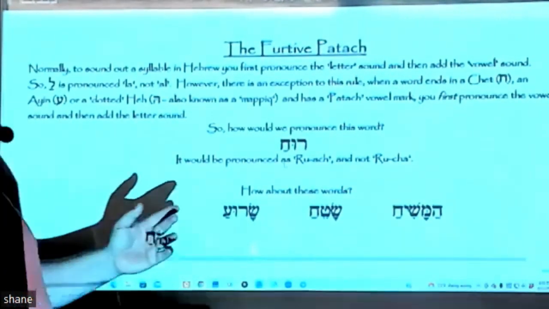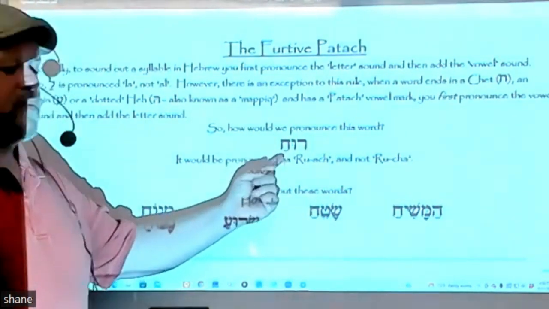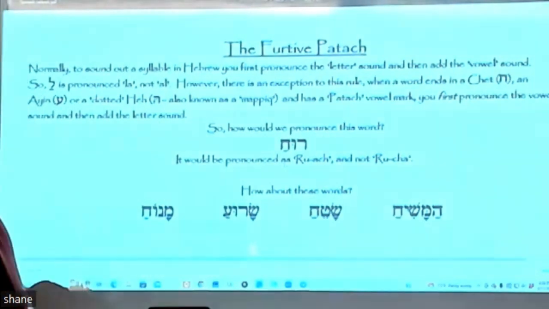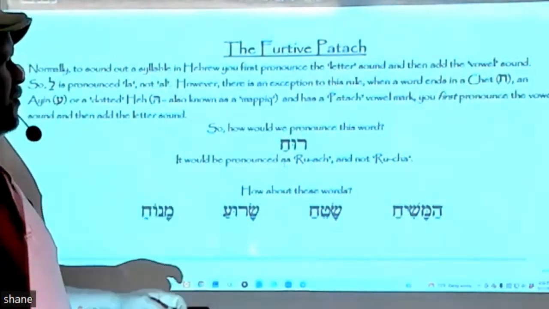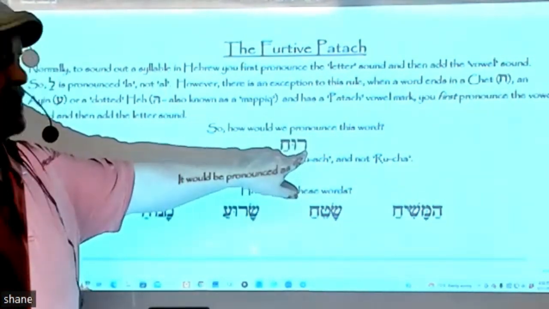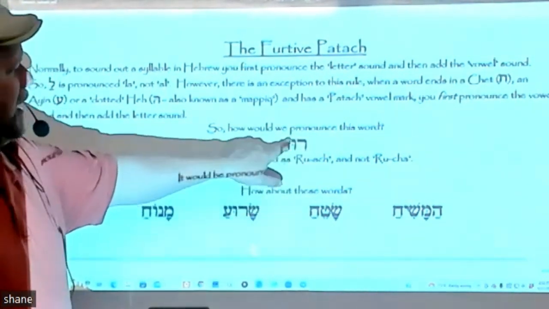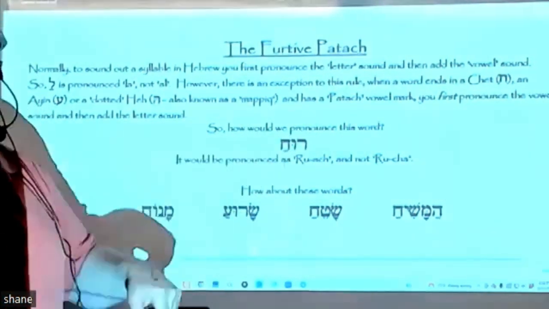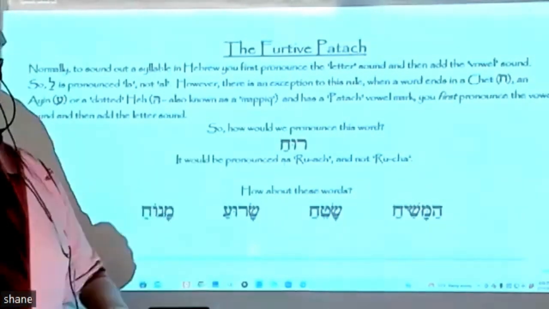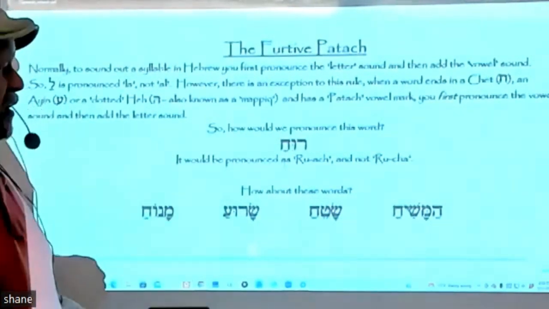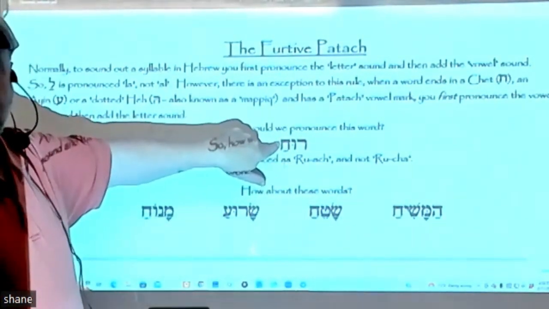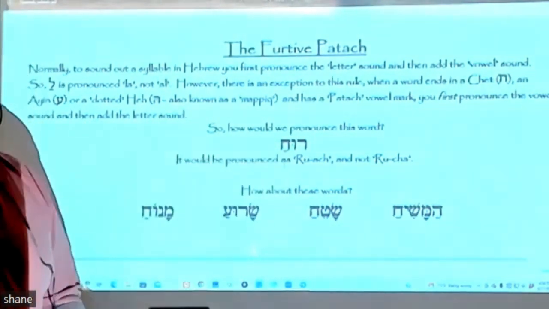So, taking a look at this word right here in the center of your screen, how would we pronounce this word? Well, we have the letter resh, so we know we have an R sound. And then it's followed by a wa pointed shuruk, so we know that's going to give us the sound ru, right? The resh and then the wa pointed shuruk, ru. But then we have the letter het at the end of the word, and there's a patach underneath it.